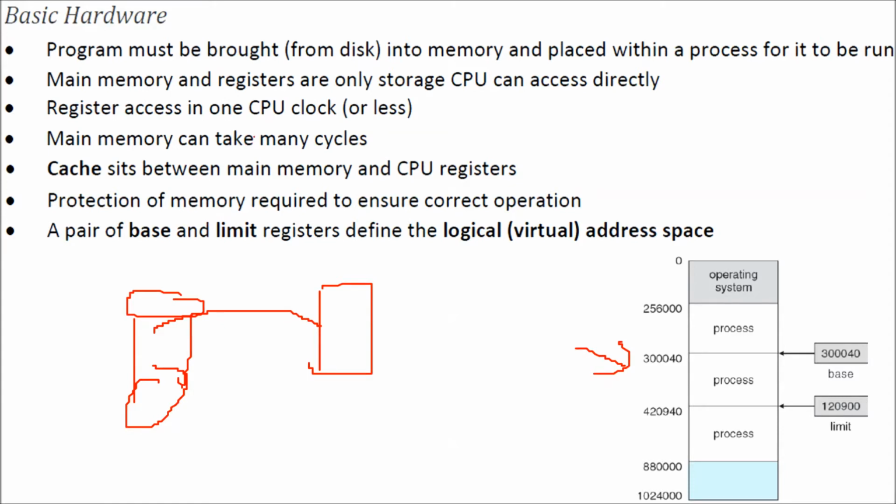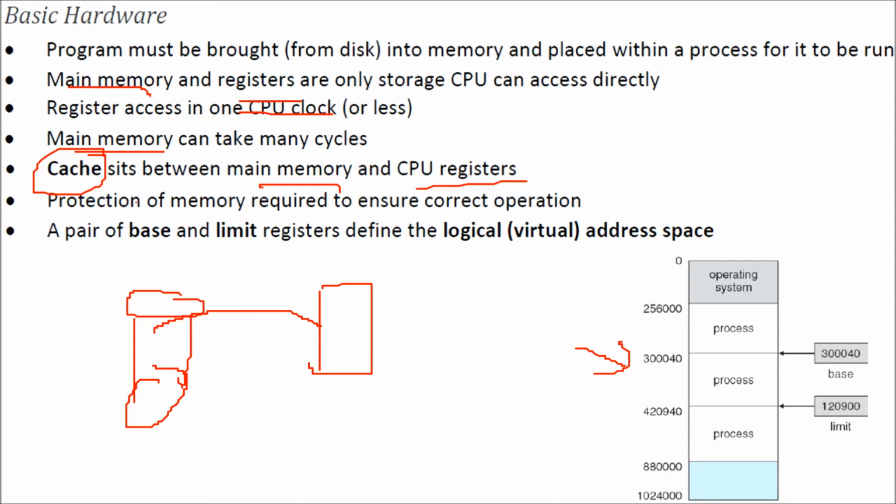The main memory and registers are the only places the CPU can access directly. So the CPU can directly deal with two things, main memory and registers. Register access is generally one CPU clock, while main memory access can take various cycles. And in between the main memory and CPU registers, you will find the cache also, sitting in between them.